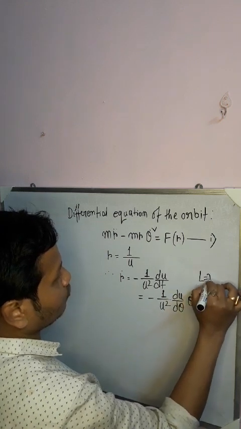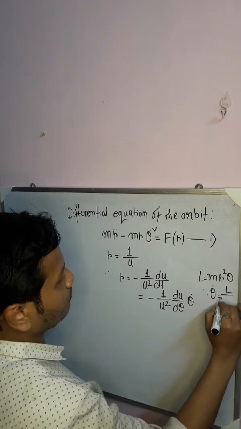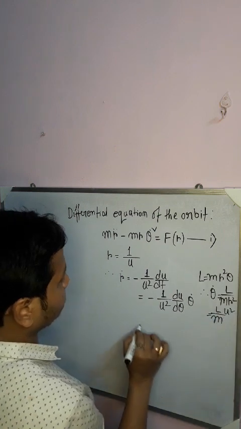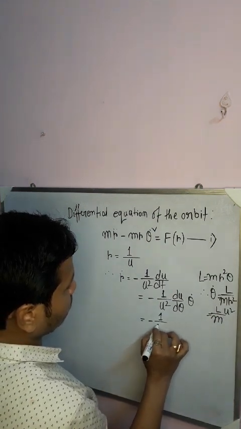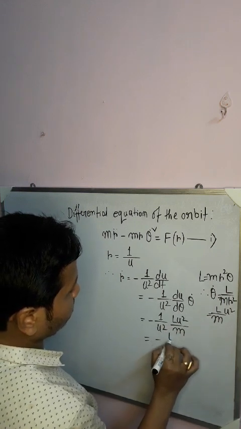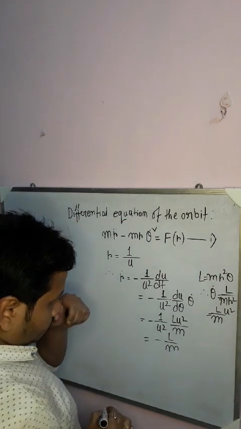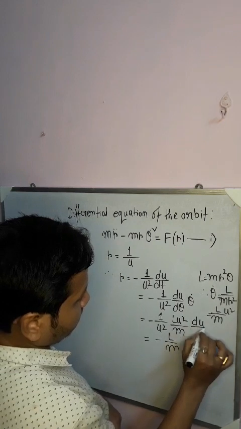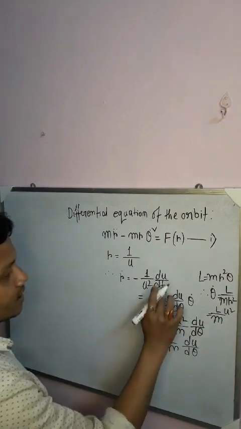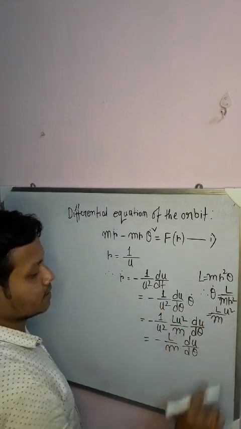Now again L we know m r square theta dot, that means theta dot equals L by m r square, that means L by m into u square. So minus 1 by u square, L u square by m. So this is simply minus L by m du d theta. Okay, we can write du dt as du d theta theta dot, and theta dot is L by m r square, that is L u square by m.